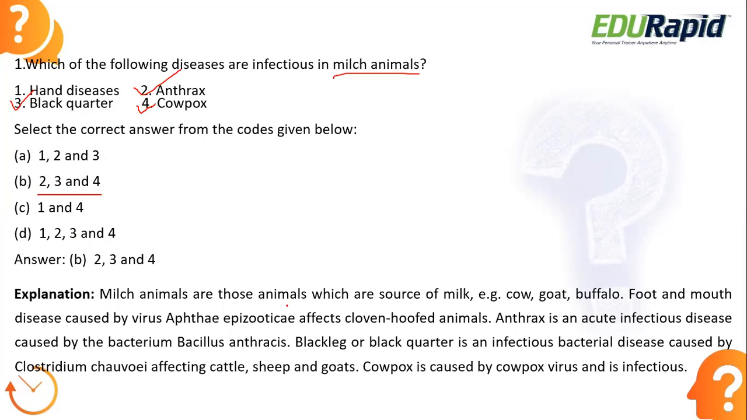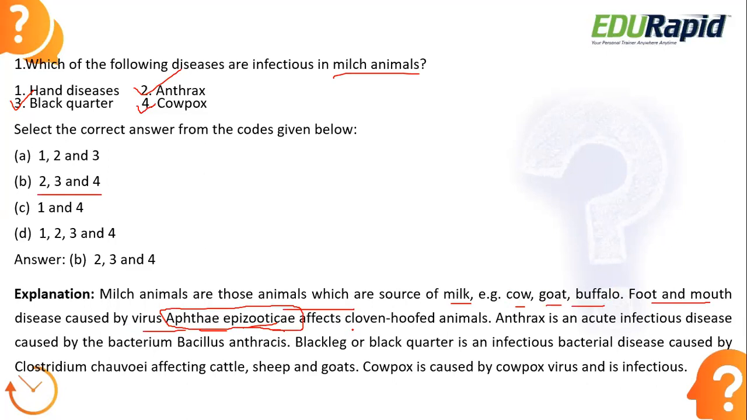The animals which are the source of milk. For example, here we have cow, goat, buffalo. All of these animals will provide us milk, right? And so we can call all of these animals milch animals. Some of the commonly known diseases in these animals are foot and mouth disease. It is caused by a virus called Aphthovirus. Epithelial is one of the viruses which causes foot and mouth disease in cattle.